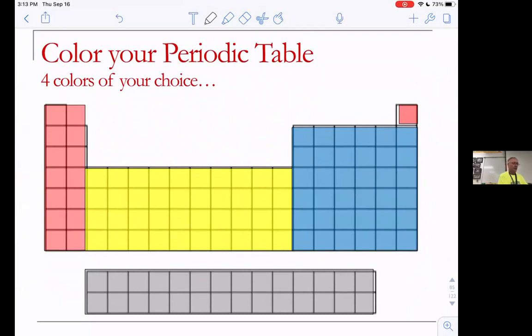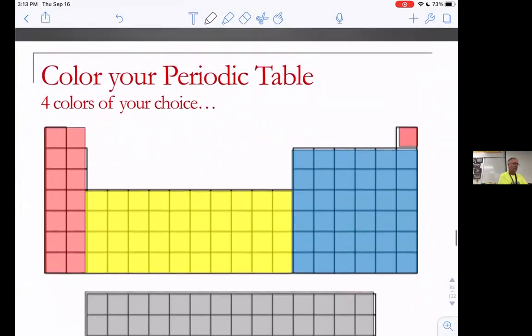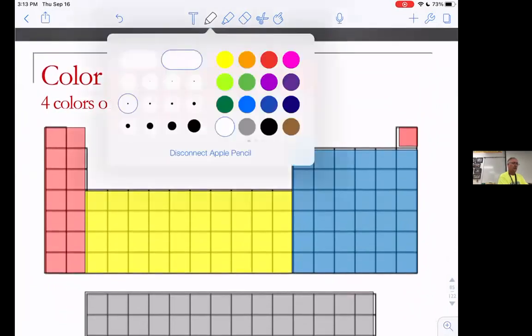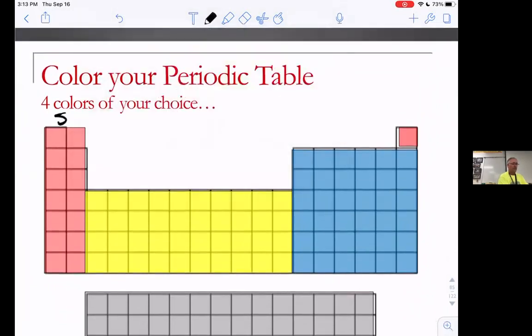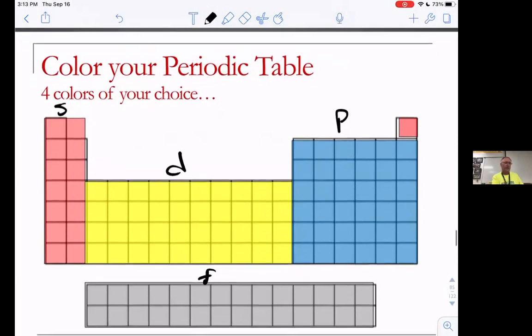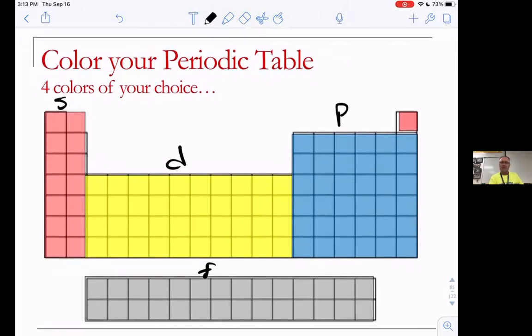So you're going to color your S block, which is, oh, that's white. It's not going to show up. Your S block, which is over here, your D block, which is here, your P block, which is here, and your F block, which is on the bottom. Color them different. Take a little bit of time. You can shade them, make them pretty if you want. If you brought your own colors, knock yourself out. But I'd ask that you just hit pause, go and do this color for a little bit, and then come back. So pause.